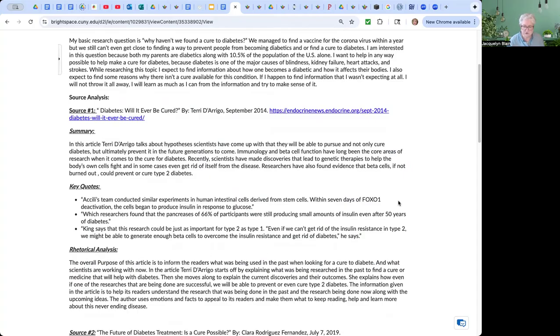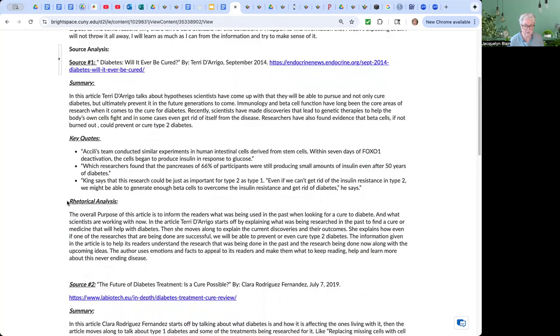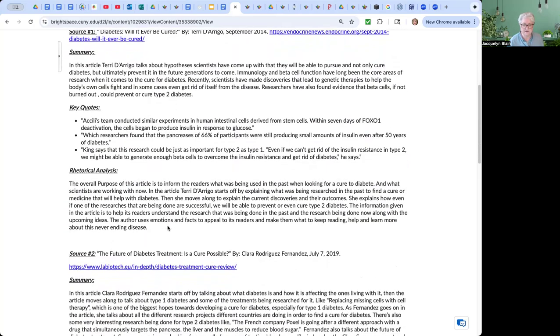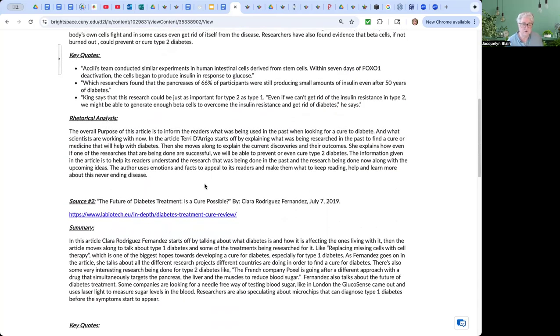Pull out two or three quotes, and then this is what I'm going to go over right now, the rhetorical analysis. So what this student wrote here was, the overall purpose of this article is to inform the readers what was being used in the past when looking for a cure for diabetes, and what scientists are working with now. In the article, Terry Dargia starts off by explaining what was being researched in the past, to find a cure or medicine. Then she moves along to explain the current discoveries. She explains, even if it was successful, unable to prevent it.